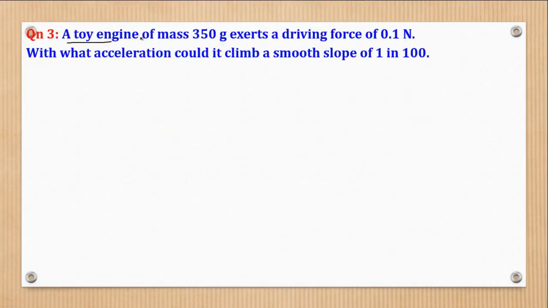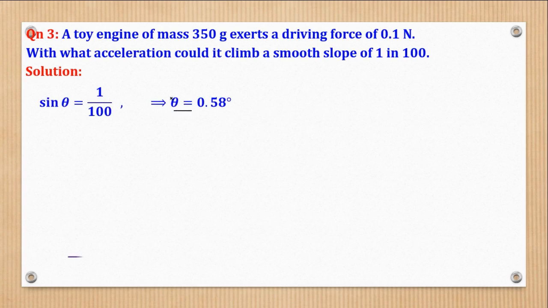Question 3, a toy engine of mass 350 grams exerts a driving force of 0.1 Newton. With what acceleration could it climb a smooth slope of 1 in 10? So here the new word we are seeing here is 1 in 10, slope of 1 in 10. What does it mean? It means arc sine theta is equal to 1 over 100. Therefore, theta will be 0.58.